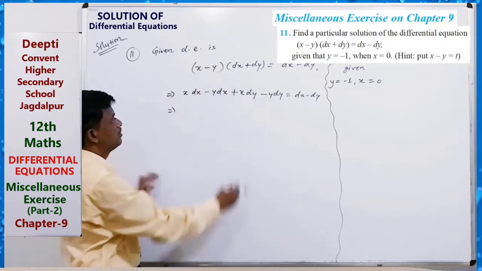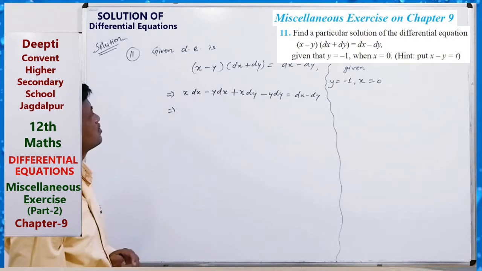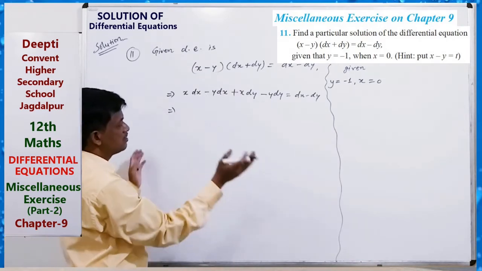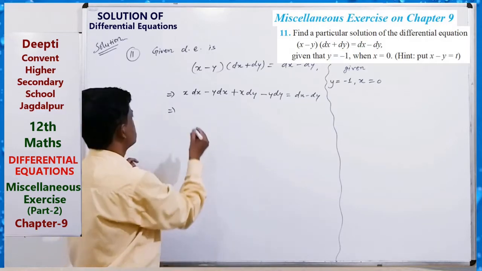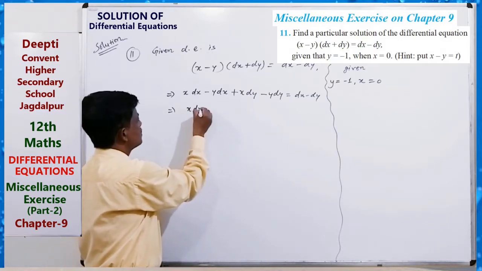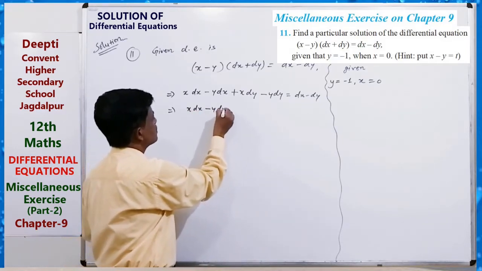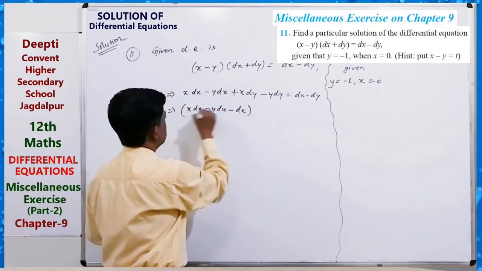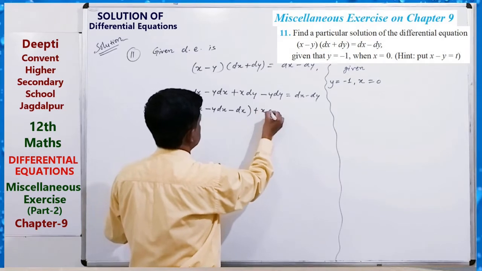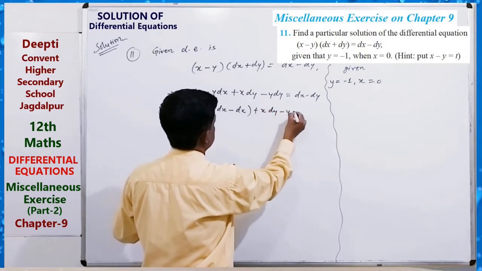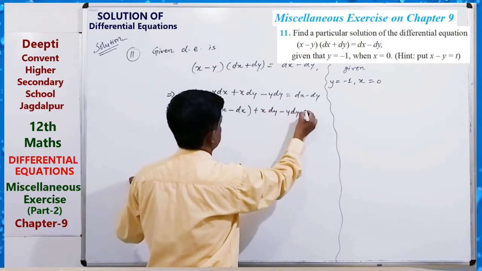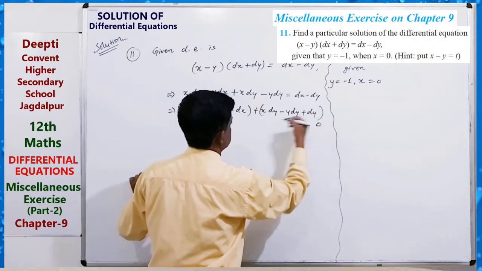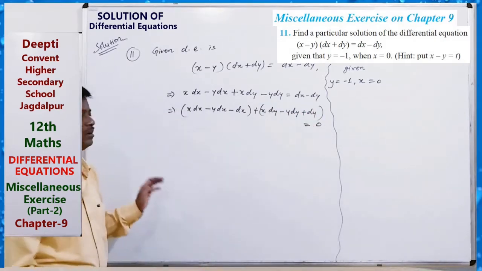Just multiply. x dx minus y dx and x dy minus y dy. Here just combine dx: x dx minus y dx minus dx plus x dy minus y dy plus dy equals 0. Just transfer and combine it.